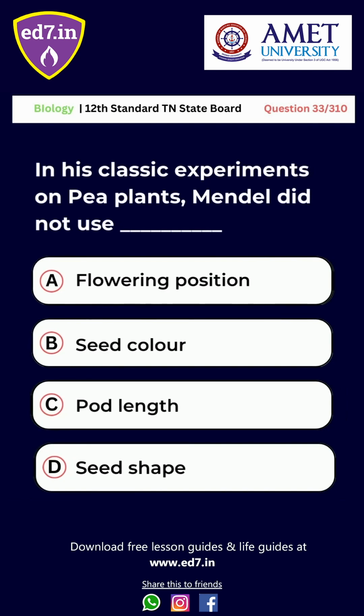Question number 33. In his classical experiments on pea plants, Mendel did not use option A, flowering position. B, seed color. C, pod length. D, seed shape. And the right answer for this question is option C, pod length.